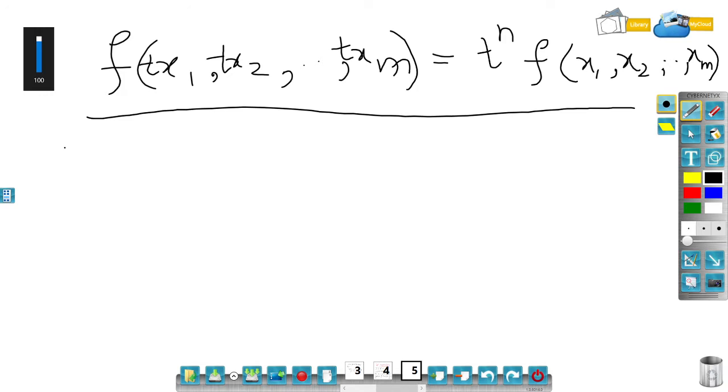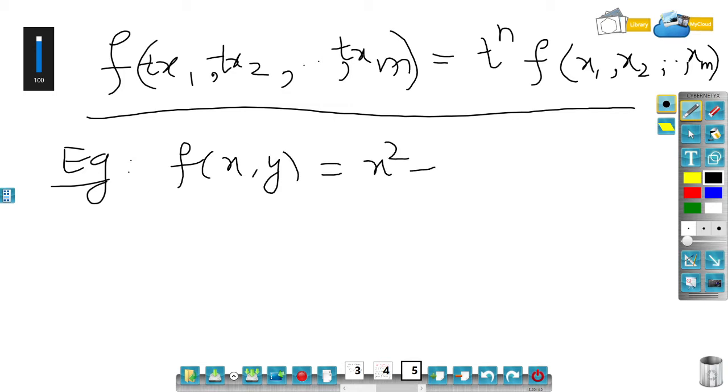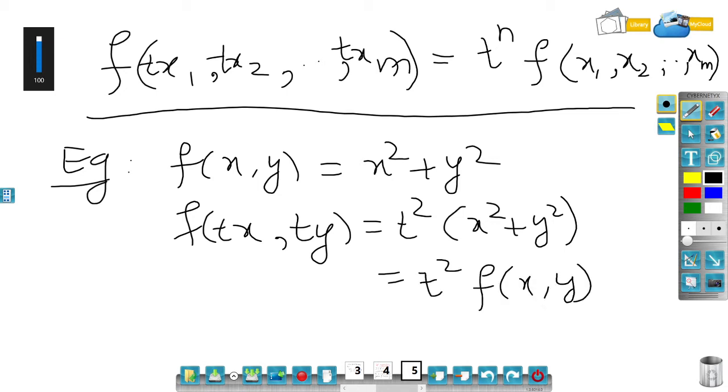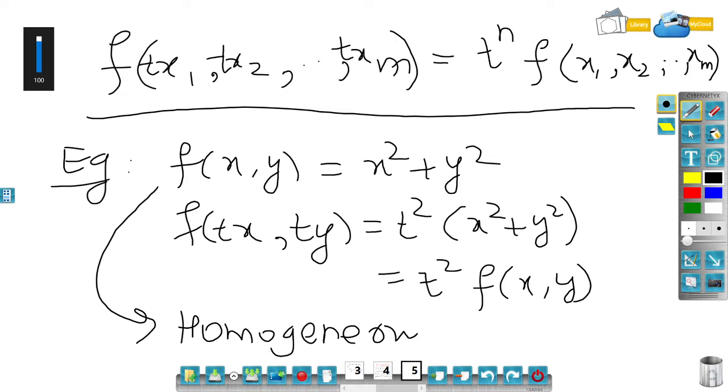A quick example: if I take f of x comma y as x square plus y square, then you could see that f of tx comma ty is the same as t square times x square plus y square, which is the same as t square times f of x comma y. So this is a homogeneous function with degree 2.